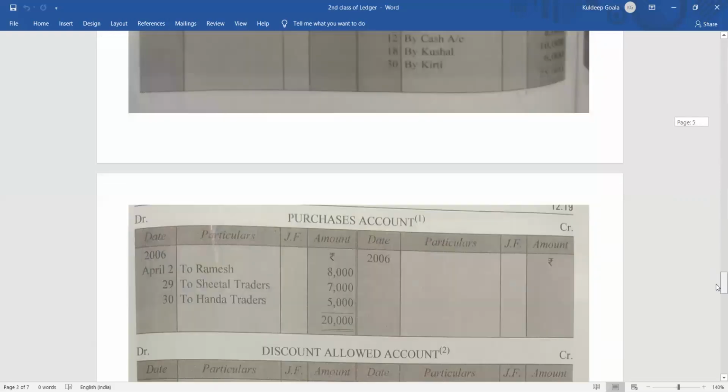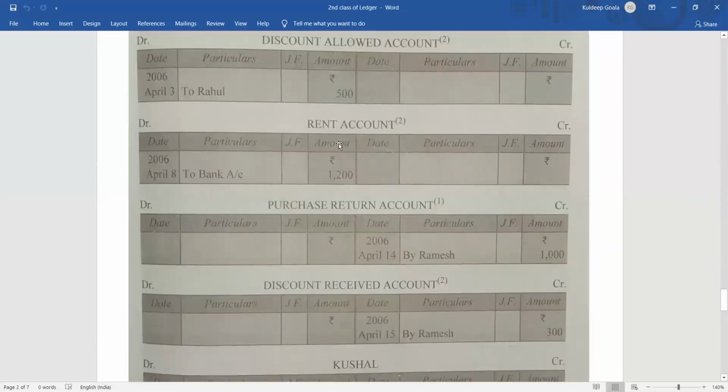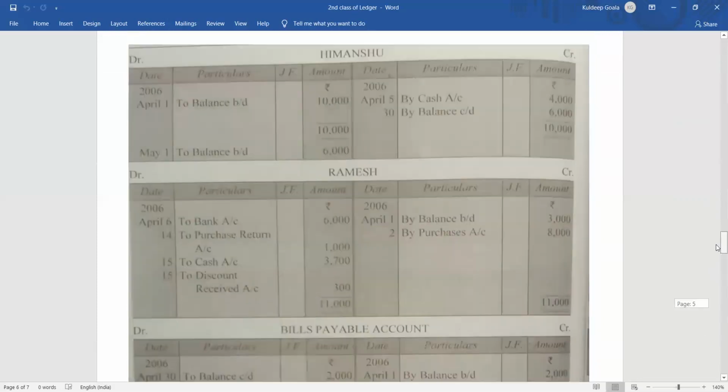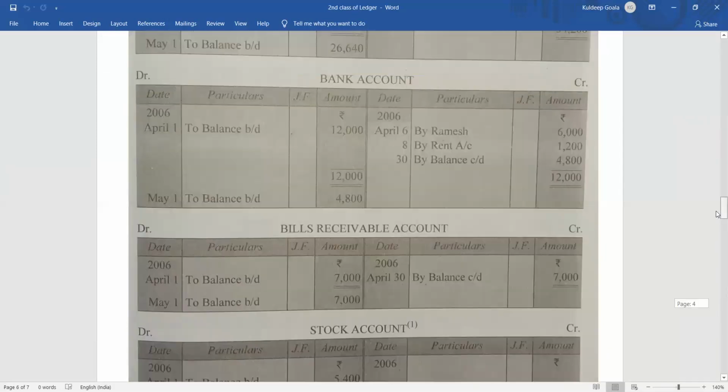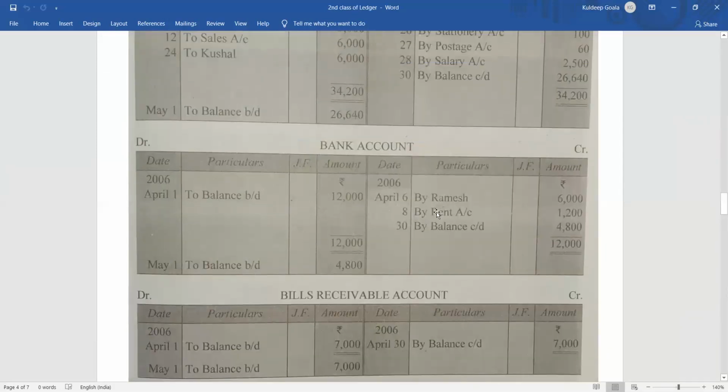You have to prepare it, right? Go in the debit side of rent, to bank. Clear? To bank. And what will happen in the bank account? Rent account debit to bank. So in the bank account it will be by rent. See, give the date, by rent 1200. Okay, by rent 1200. Clear?